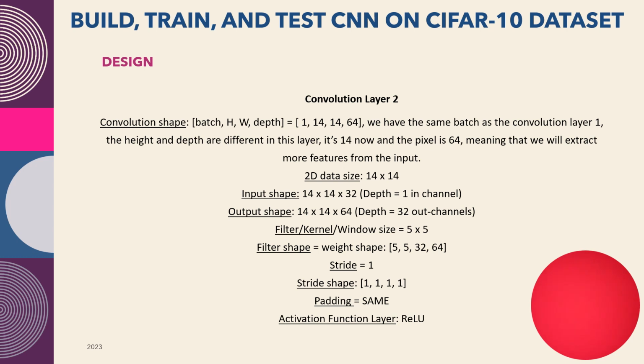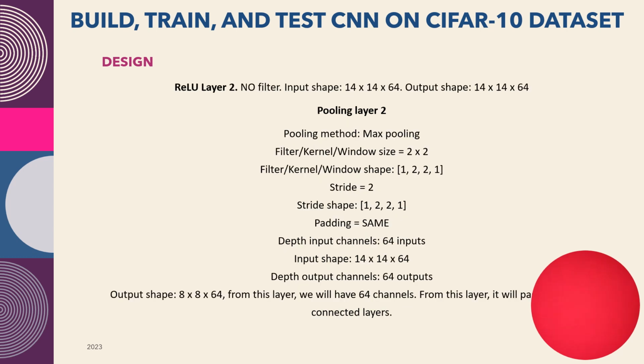The padding will be the same and the activation function layer is ReLU. The ReLU layer 2 has no filter and the input shape will be 14 by 14 by 64. The output is going to be 14 by 14 by 64.